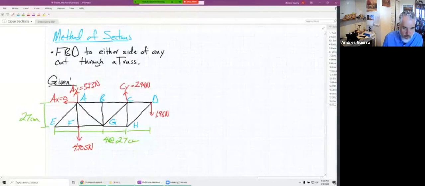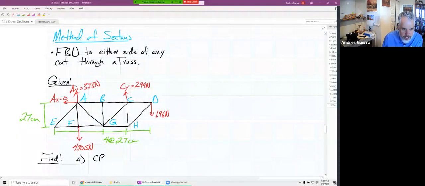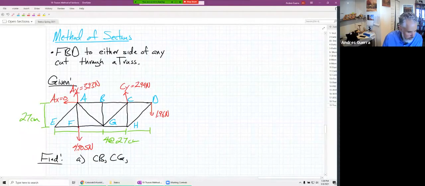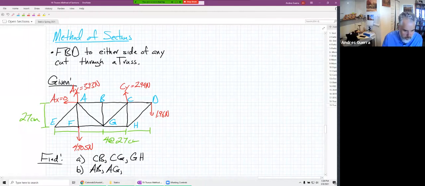Okay, and so for this problem, we would like to find, for part A, CB, CG, and GH. And then for part B, they want us to find AB, AG, and FG.